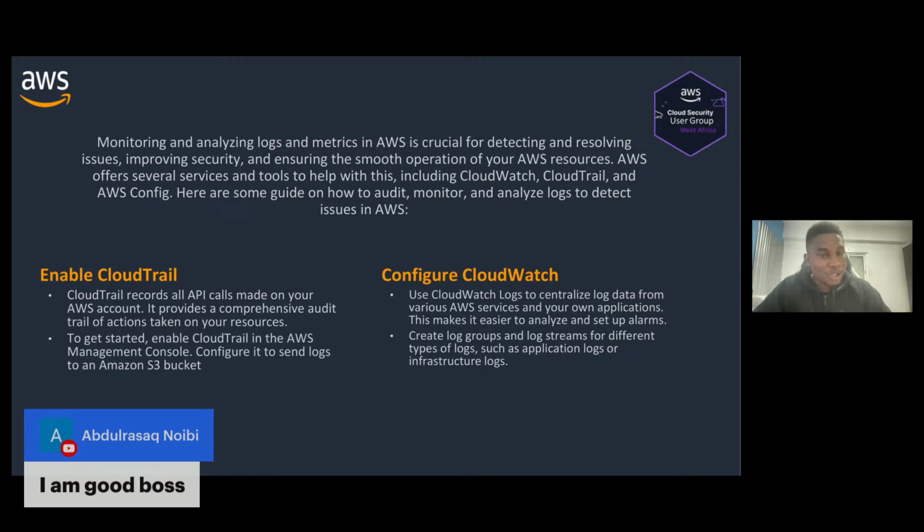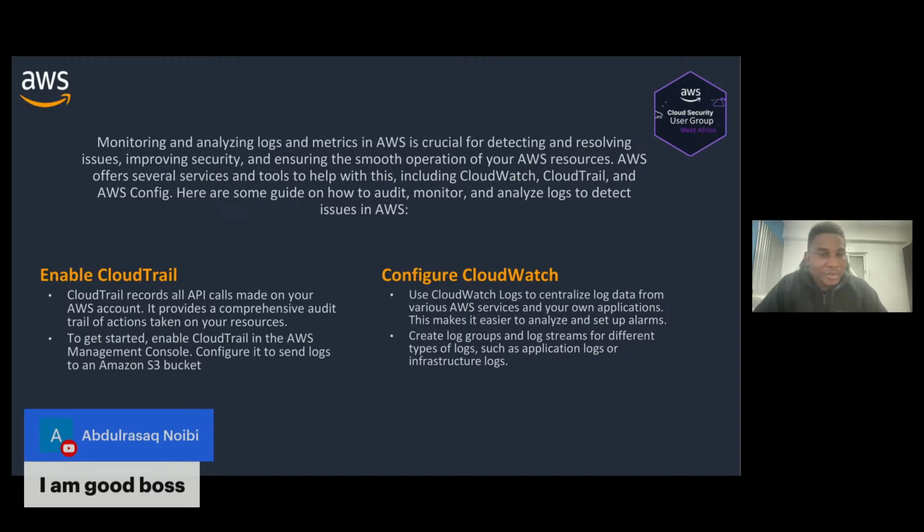The most important one is CloudWatch. CloudWatch is a kind of centralized logging system in AWS. You use CloudWatch Logs to centralize log data from various AWS services and your own applications. This makes it easier to analyze and set up things like alarms and dashboards. You can create log groups and log streams for different types of logs. You can use it for APM, application monitoring, application logs, infrastructure logs, and the like. You can set up metrics there as well. There are some inbuilt metrics for AWS workloads, mostly for infrastructure, like things on EC2. There are a lot of metrics there for EC2, and you can even set up your own custom metrics as well. You can build dashboards. It can do almost everything.